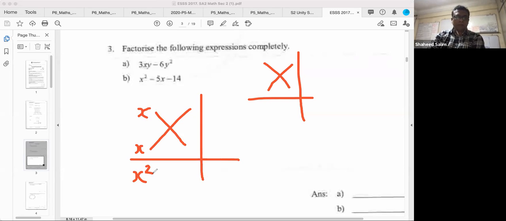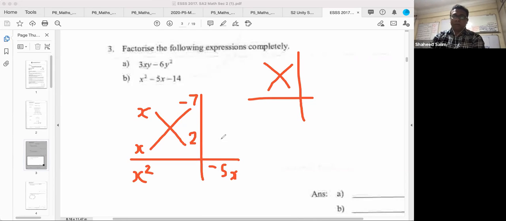Remember that, guys? Something like this. And then what times what equals 14? You can have 7 here and 2 here. But you want it to be minus 14, so one must be plus, one must be minus. And the clue is you want to have minus 5x, so the 7 should be minus.